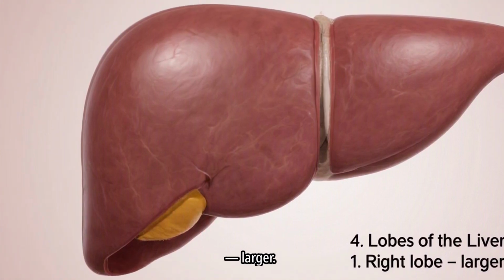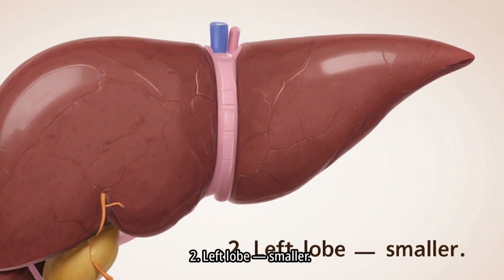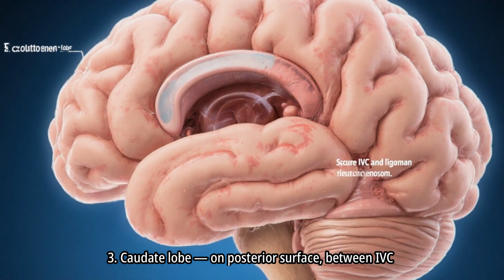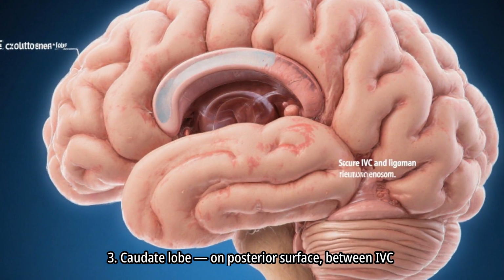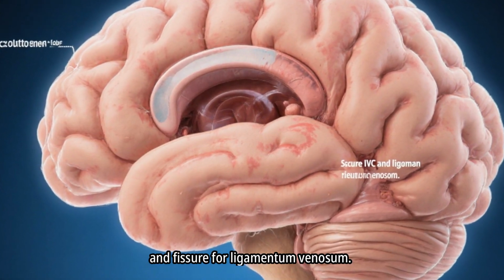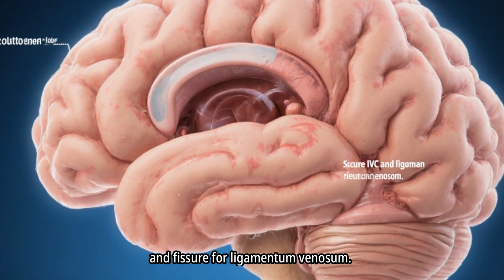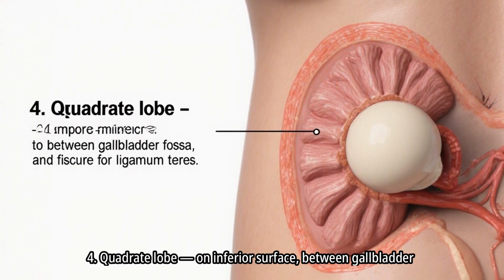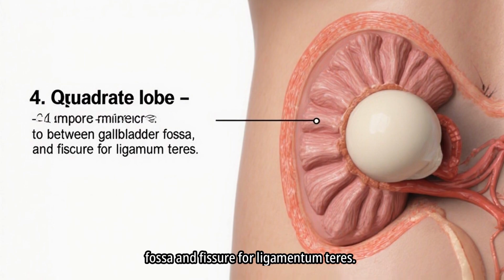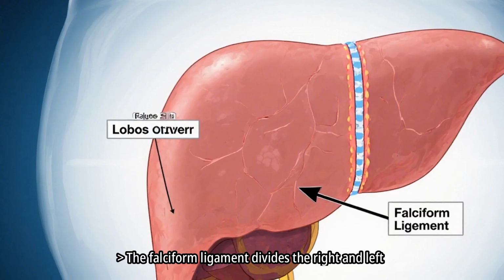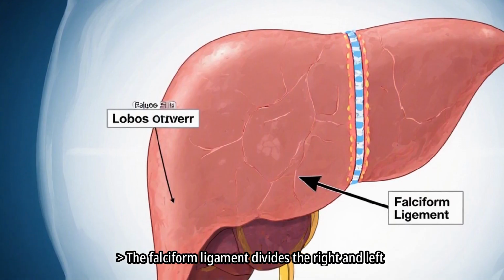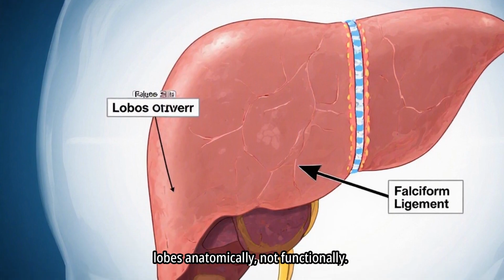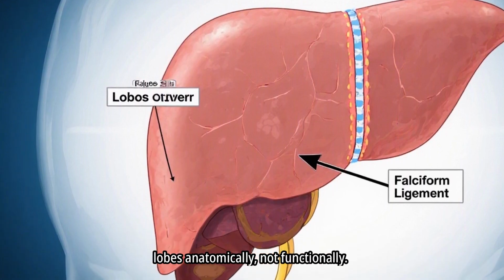1. Right lobe larger. 2. Left lobe smaller. 3. Caudate lobe on posterior surface, between IVC and fissure for ligamentum venosum. 4. Quadrate lobe on inferior surface, between gallbladder fossa and fissure for ligamentum teres. The falciform ligament divides the right and left lobes anatomically, not functionally.